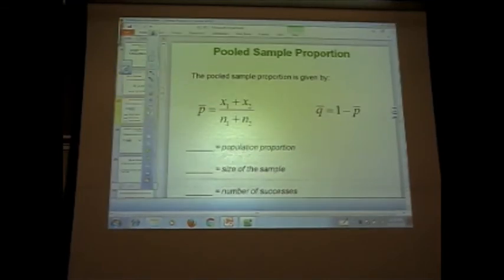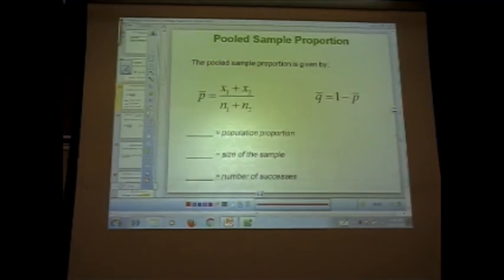We also have a couple of things that are going on here. We have something called a pooled sample. This is the formula for it. P bar equals X1 plus X2 over N1 plus N2. And again, Q bar is 1 minus P bar. You guys are familiar with that part. Here, P is the population proportion. These are your notes, write them down. N is the size of your sample. X is the number of successes. You have a P1, N1, X1, and you have a P2, N2, X2. You should be familiar with these letters here.